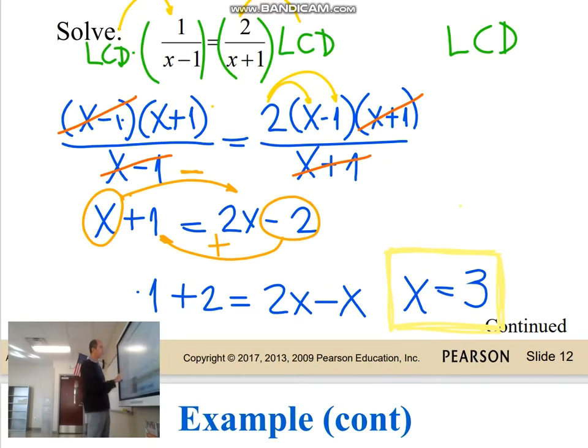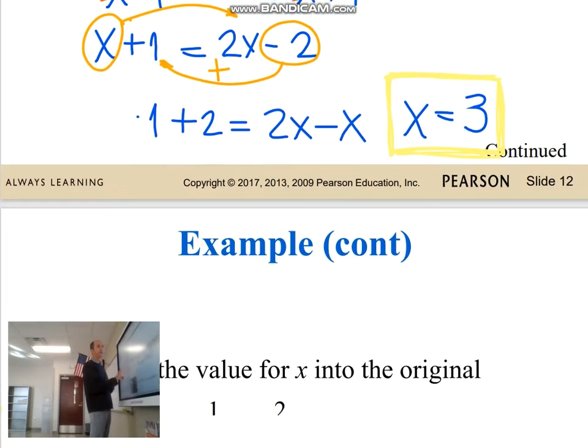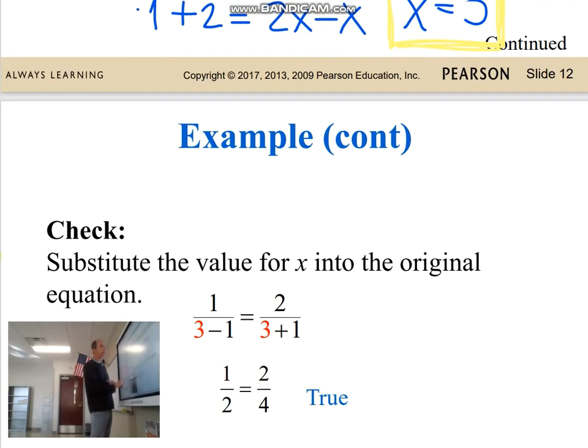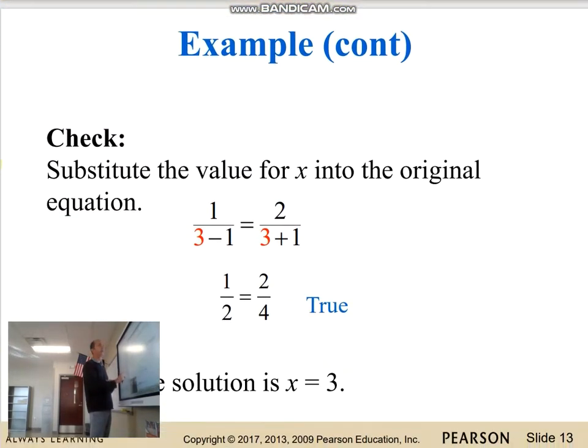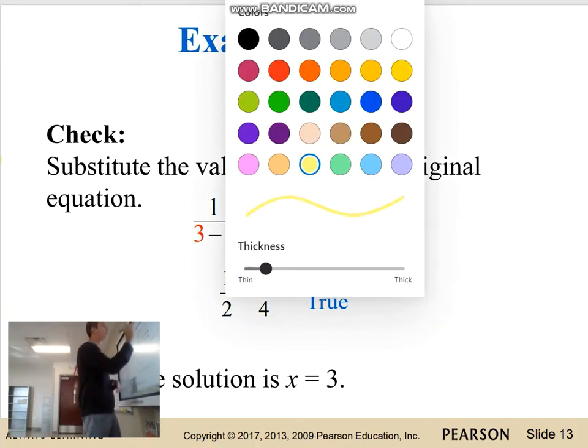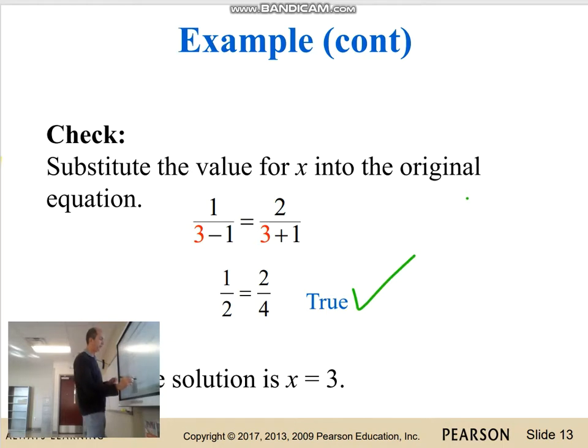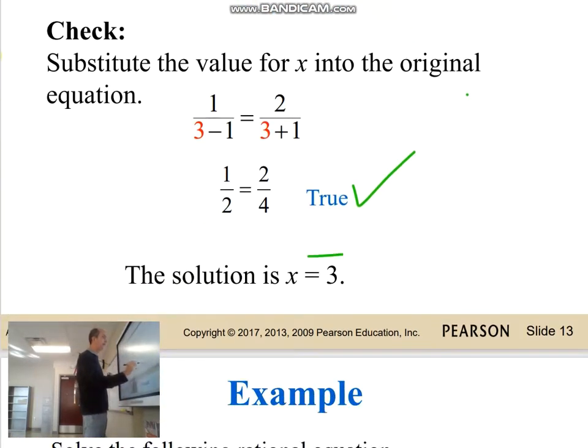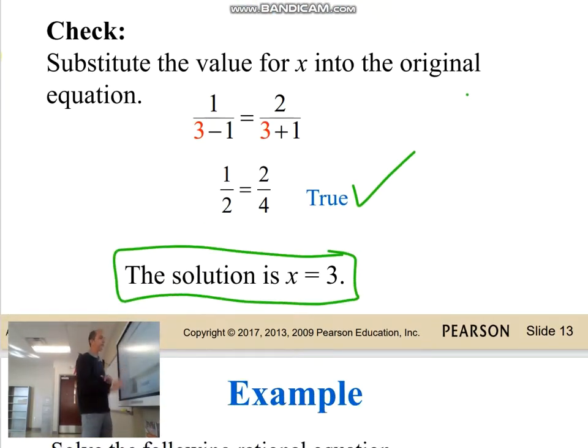sometimes, as I told you, it can make the denominator equal to 0, and we don't want this kind of answer. Substitute the value that we just found into the original equation, and then we're going to have 1 over 2 equals 2 over 4. True statement, no denominator equals 0. That is perfect. We can now say, yes, the solution is x equals 3.